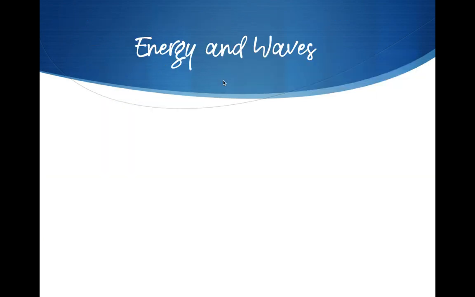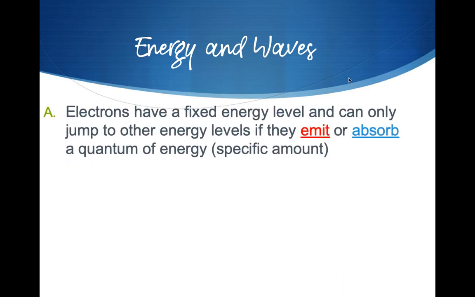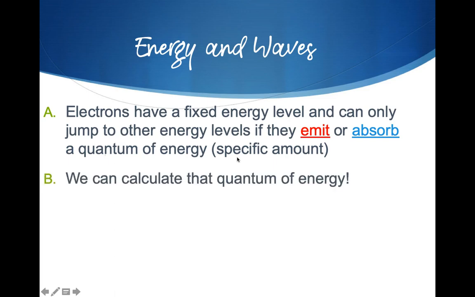Here we go. Let's talk a little bit about energy now related to waves and frequency. We've talked before that electrons start at their ground state, their fixed energy level where they start, and they can only jump to a different energy level if they give off, emit, or take in, absorb some quantum of energy. And a quantum is really just a specific amount. That's what we're going to calculate next.